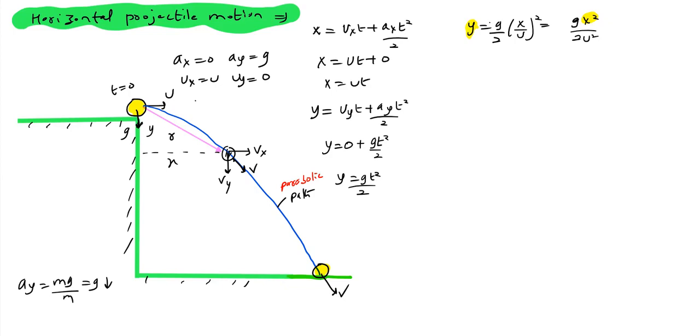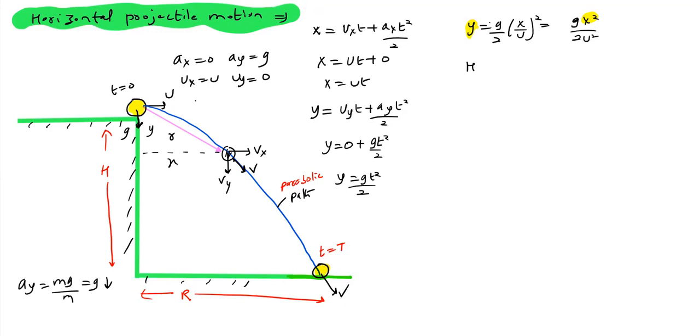Now after this, I'm interested in finding out this range on the ground, the horizontal range we'll call it. Then it will take some time to reach the ground. This is called the time of flight. First, we'll calculate the time of flight. So what is the height it will descend? It will descend a height h.